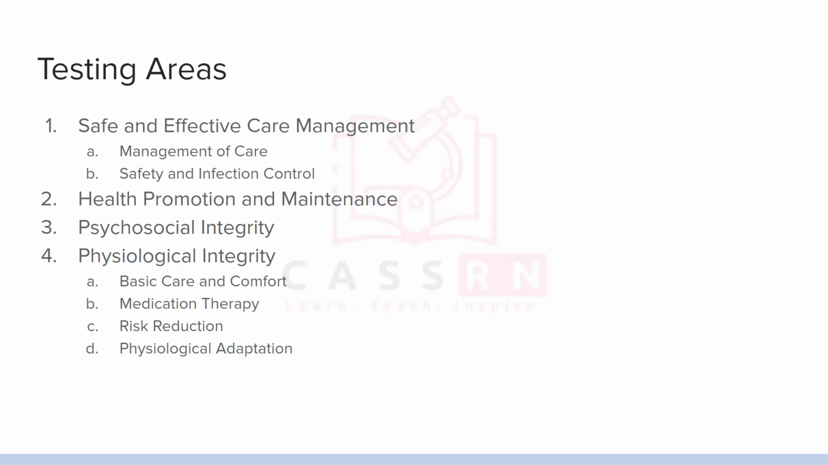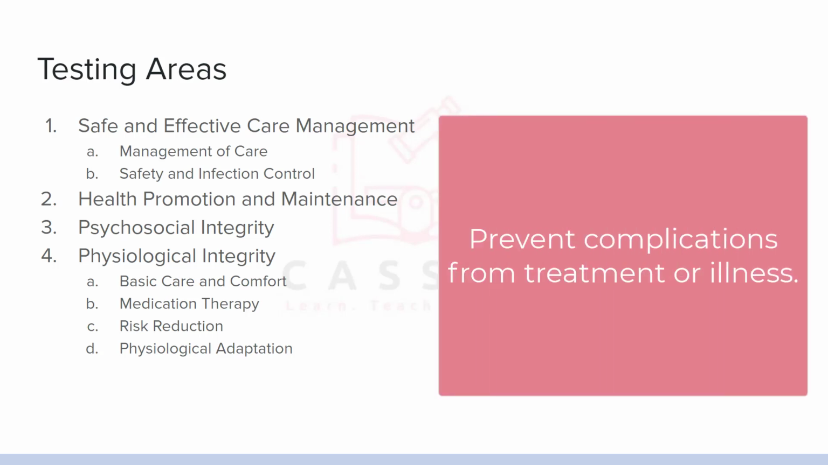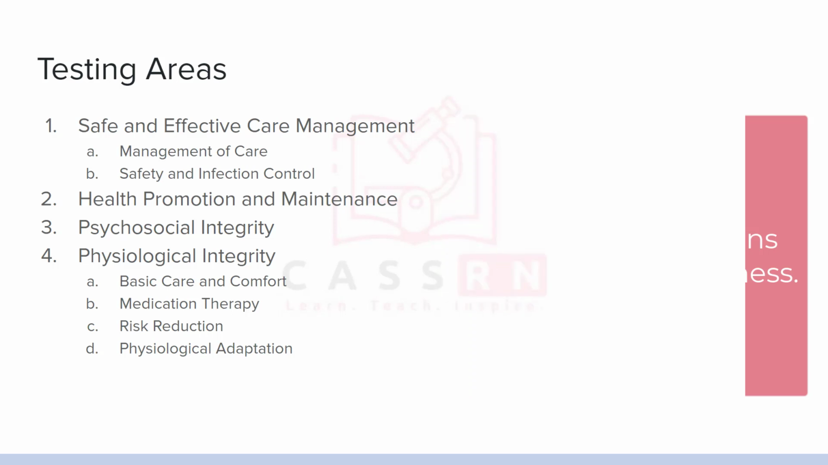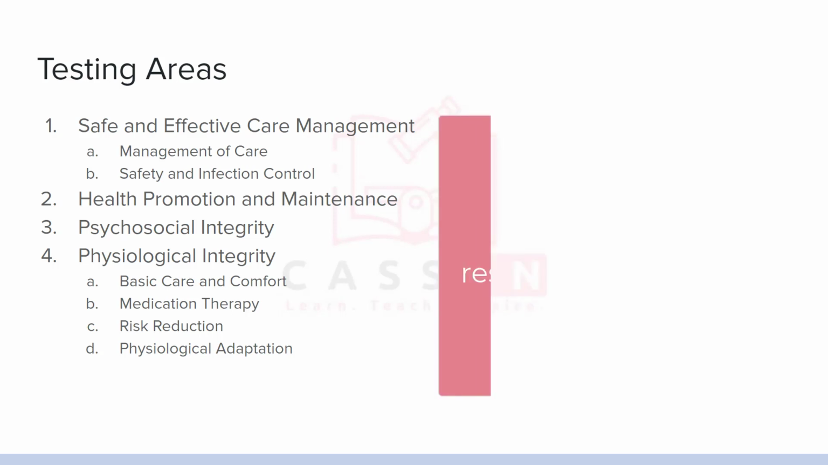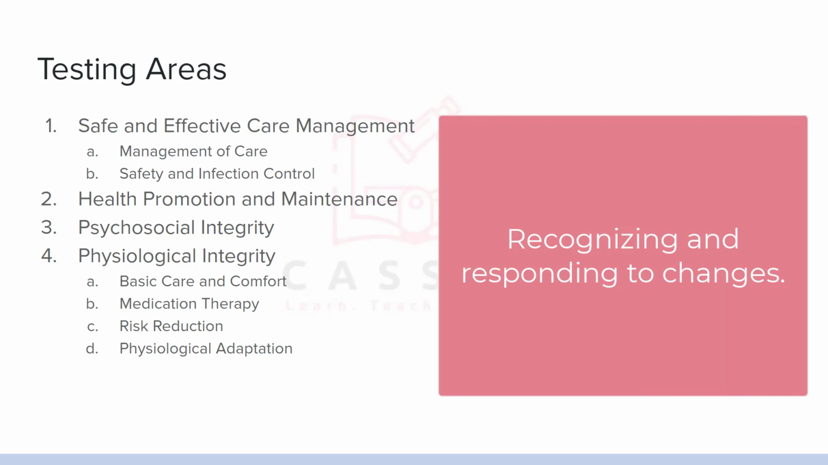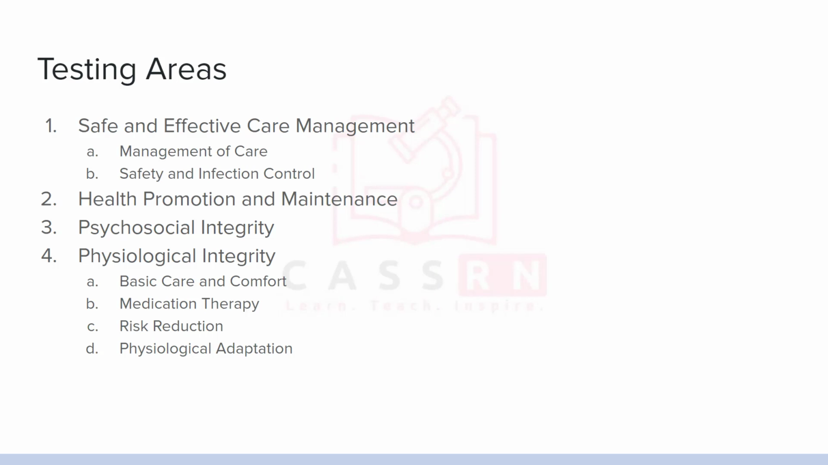Reduction of risk potential is to prevent complications from any form of treatment or the actual illness itself. Then physiological adaptation is providing care and recognizing that an illness changes the body, recognizing how results may change and responding to those changes. For example, if you have somebody who is hypovolemic in that they've lost a lot of volume of blood, and the changes that you're going to see in the heart and the body's attempt to compensate for that, such as an increased heart rate, and then the blood pressure is going to be dropping, and how the body's going to compensate, and then what our treatment plan would be, recognizing that there is a physiological adaptation going on.